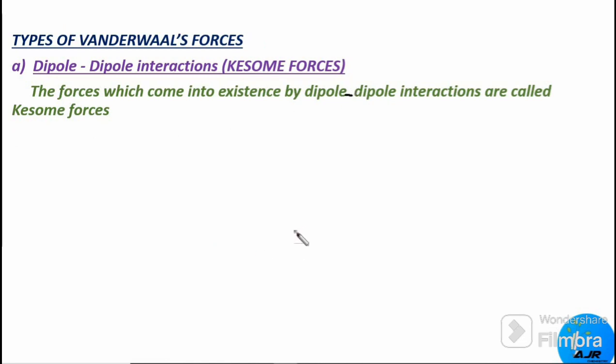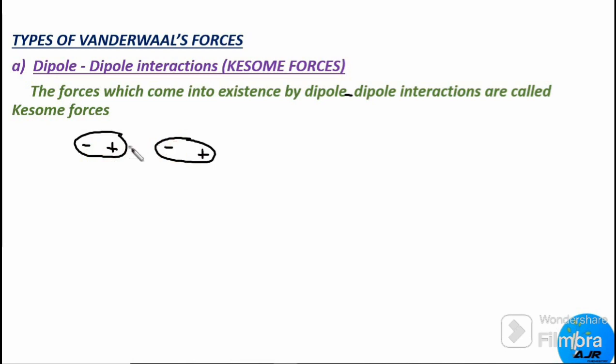Let us consider a polar molecule. It has a minus charge as well as a plus charge. When do you call a molecule a polar molecule? When it has a permanent dipole moment. When two polar molecules are brought closer, they will orient themselves in such a way that the positive end of one dipole will be opposite to the negative end of another dipole. Can you understand?